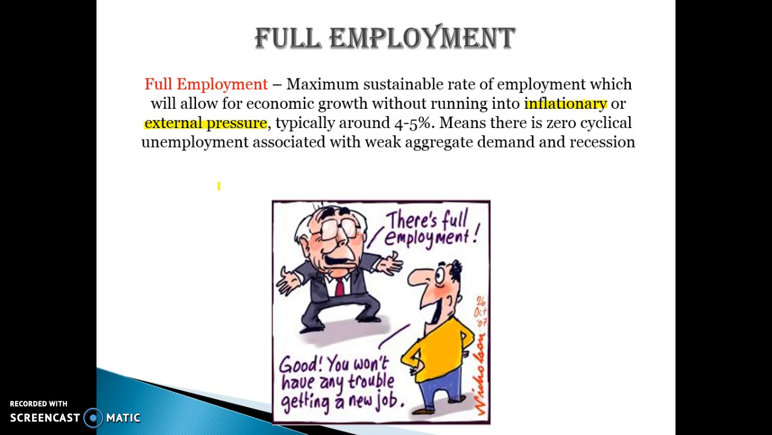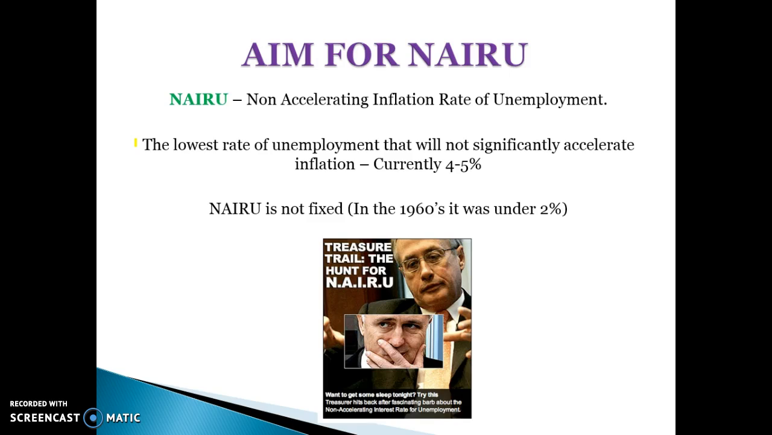So we want the maximum sustainable rate of employment, which will allow for economic growth without running into inflationary or external pressures, and it's generally around 4 to 5%, and it means there's zero cyclical unemployment. Cyclical unemployment is the unemployment caused by weak demand side conditions. That's what we want to avoid. Other types of unemployment, like structural unemployment and frictional unemployment, are all types of natural unemployment, which are okay, but we want to avoid cyclical unemployment.